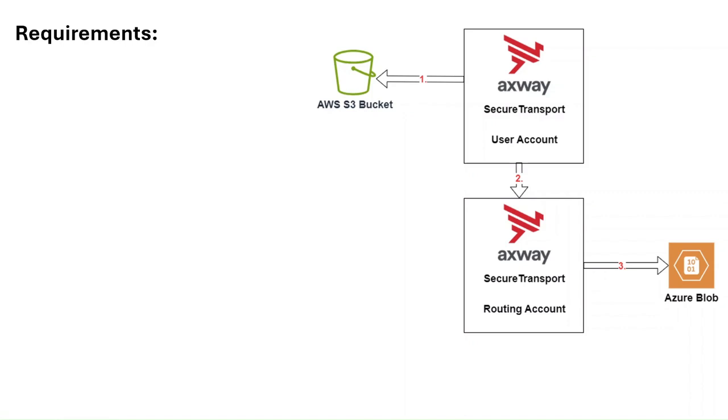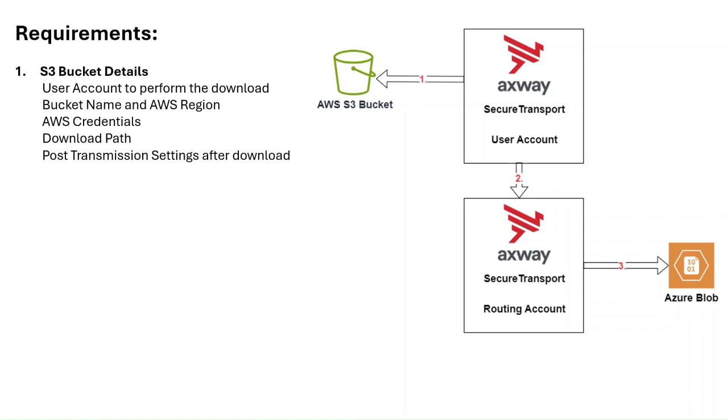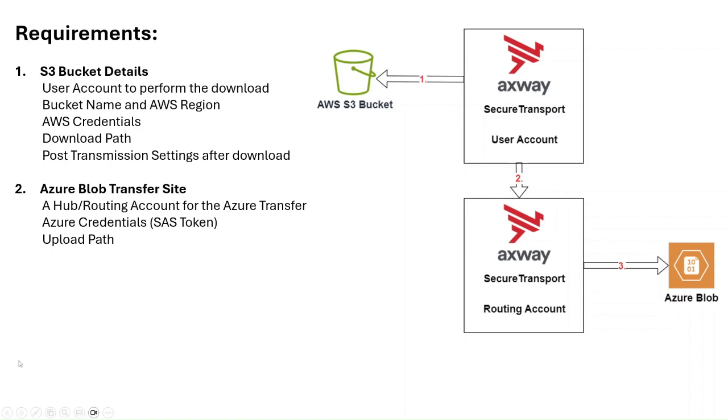So I'm going to need a user account who's going to perform the actual download from the S3 bucket. I'm going to need the usual information for the S3 location. I'm going to need an Azure Blob transfer site as well. So for this use case, I'm going to store the Azure Blob transfer site within kind of a shared account. I've called it a routing account, but it's not any specific secure transport terminology.